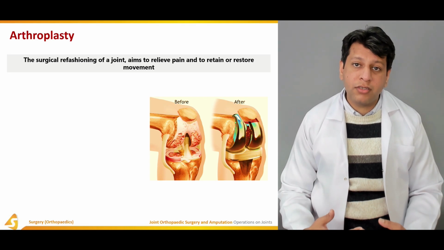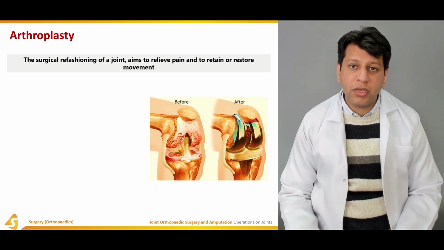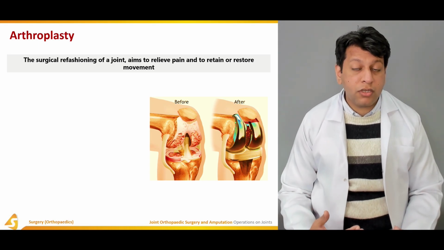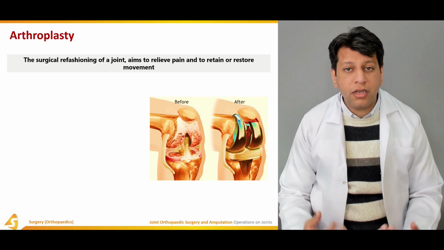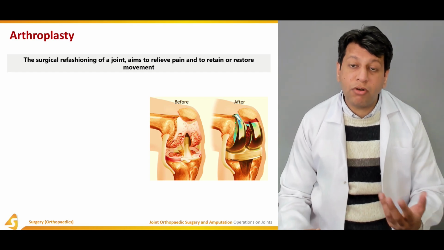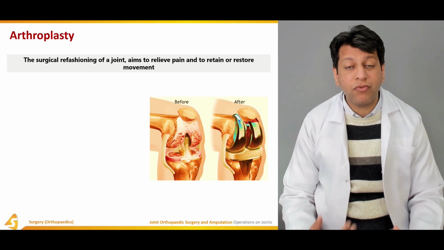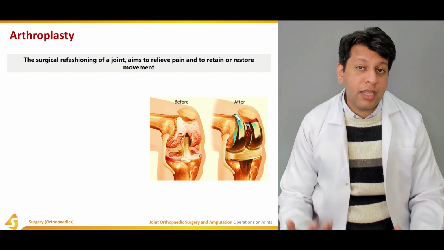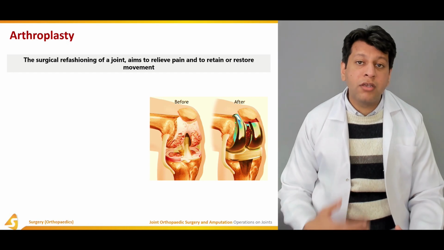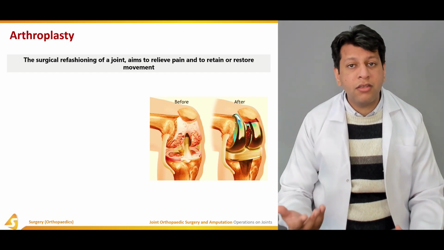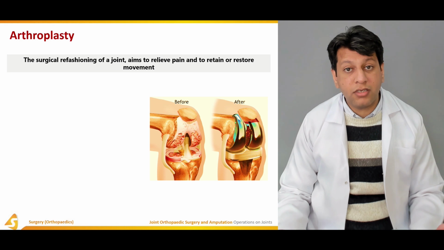Arthroplasty does two things. It relieves the patient of the pain, which is of paramount importance, and along with it, it also retains the motion, which is also important at times. For example, if the patient is having a total knee replacement for osteoarthritis of the knee, that means the patient would have been in constant pain for, let's say, maybe 4 to 5 years or 7 years at times.